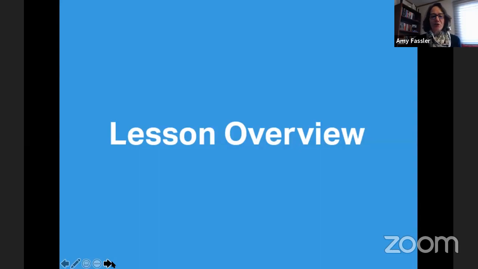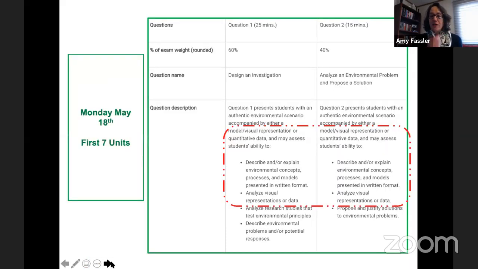So let's take a look at where we're going today. Now that we've finished unit number 3, we're starting into unit 4. We're going to have 2 lessons on unit 4. And this is another example of a unit where we're really going to dig in to that common theme in both of the FRQs, what we really just introduced in the warm-up, looking at visual representations, models, quantitative data, and using the interpretation of that to then describe and explain environmental processes.